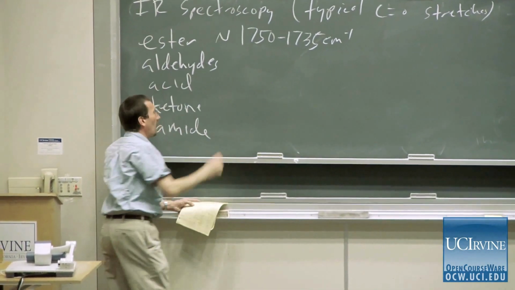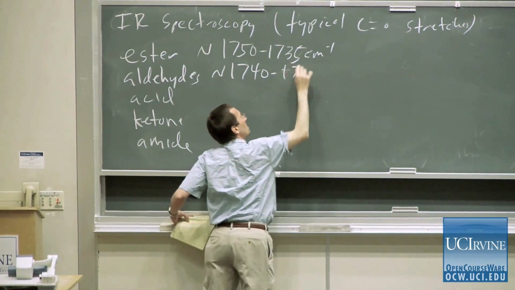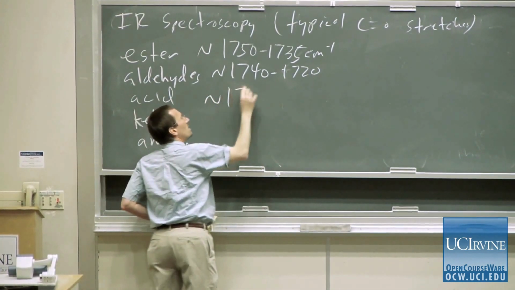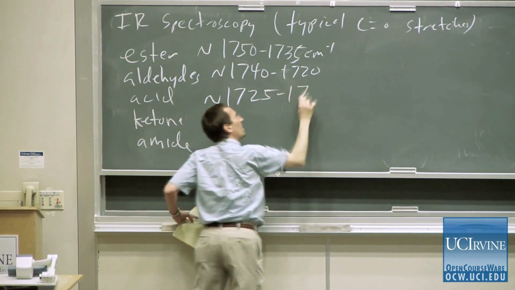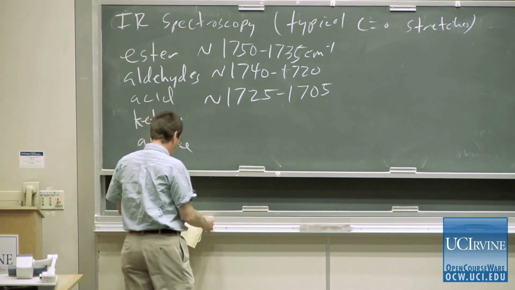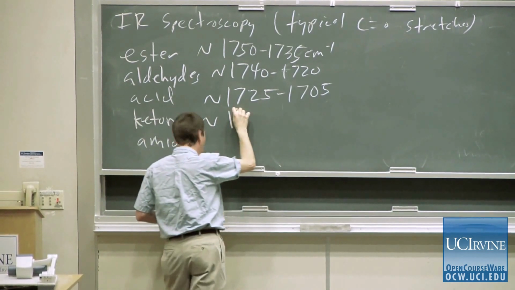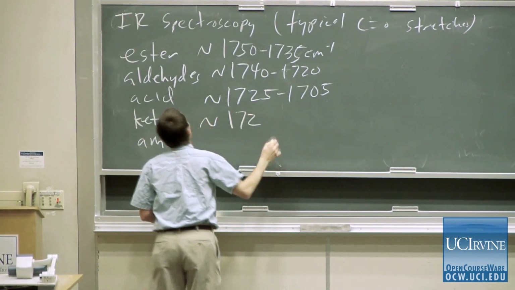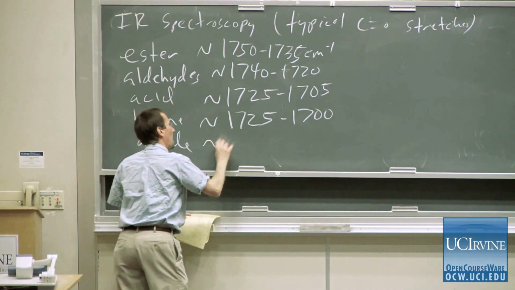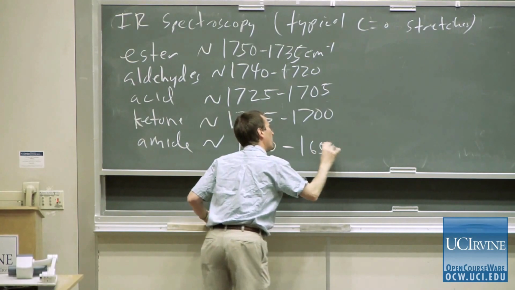A typical aldehyde is about 1740 to 1720 wave numbers. A typical carboxylic acid is about 1725 to 1705 wave numbers. A typical ketone is about 1725 to 1700. And a typical amide is about 1690 to 1650.